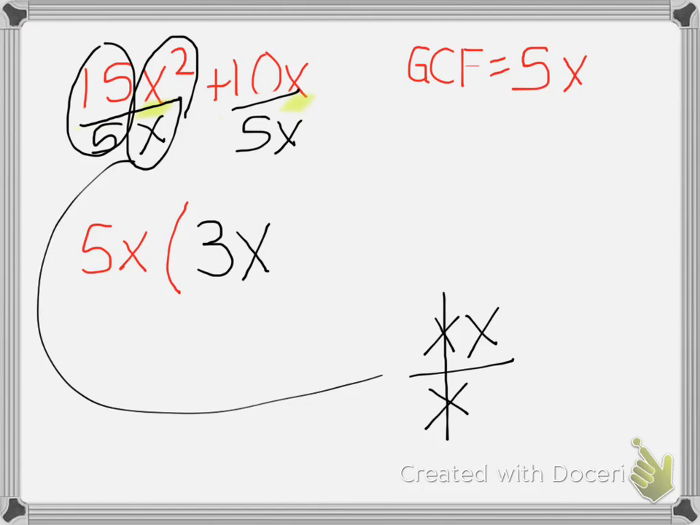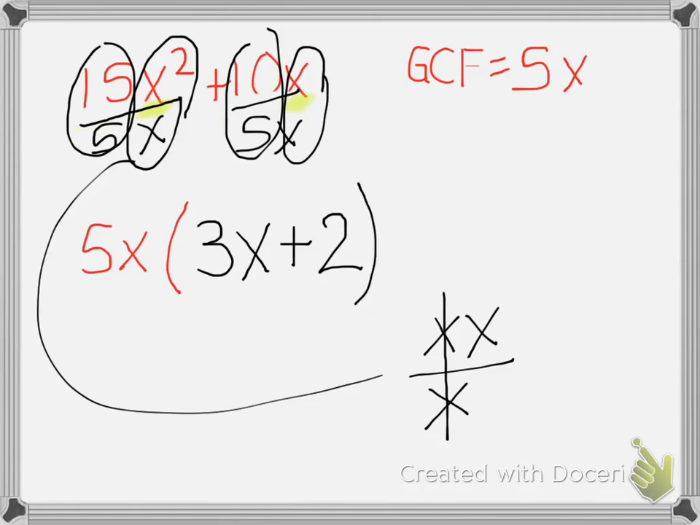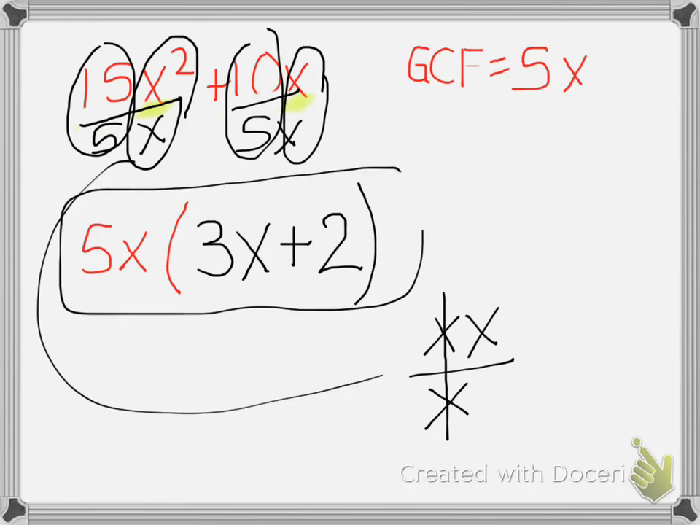So now I can do the second part of the binomial. 10 divided by 5 is 2. I'm also going to bring that plus down. And then x divided by x, those are gone, because they equal 1, and 1 times 2 is 2. It kind of got messy just because I'm showing you what's going on in my mind. You don't have to do all that circling, I'm just showing you that. So here is your final answer.